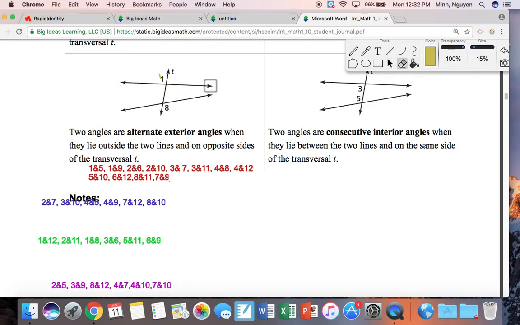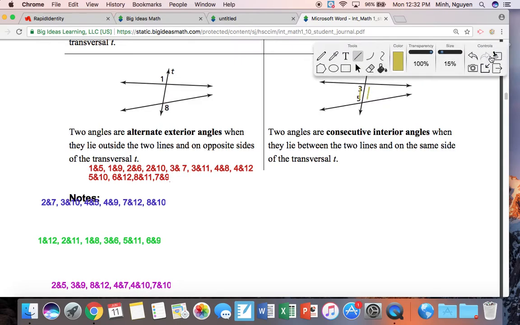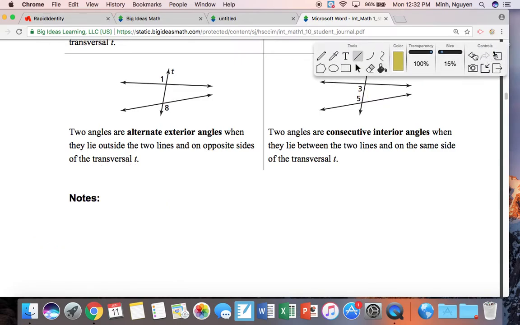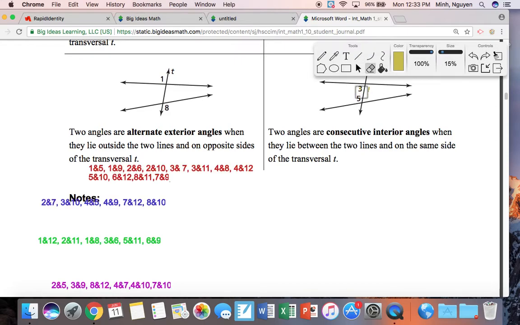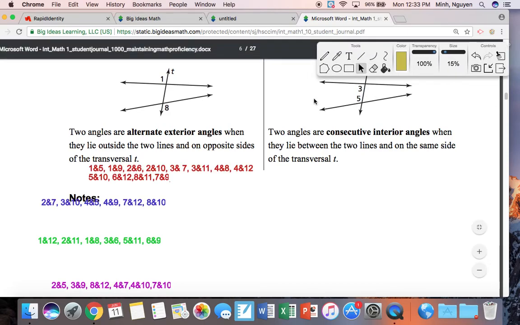Consecutive interiors are angles that lie between the two lines. Interior means between the two lines, or inside, and on the same side. So they're both on the left. These are both on the right. Those are consecutive interiors. Oh no, undo that. Okay, whew. That would have been really annoying for me.